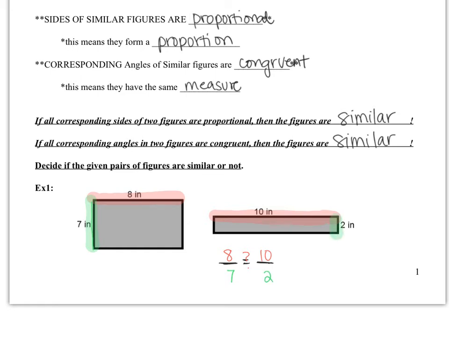To check if these are proportional, I can use their cross products. So I can cross multiply and see if their cross products are equivalent. If they're equivalent, then they're proportional. If not, they're not, and that will help me decide if they're similar. One of my cross products is going to be 70. My other cross product is going to be 16. And 16 and 70 are not equal, which means they're not proportional, which means that no, these figures are not similar.